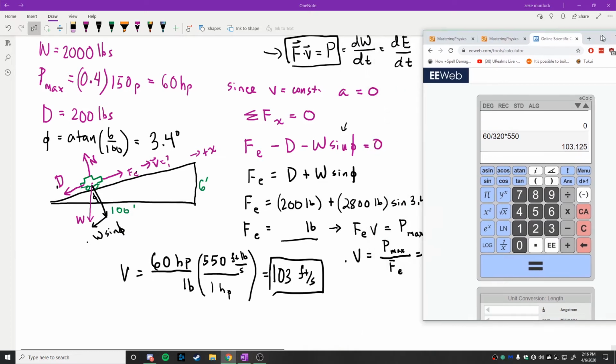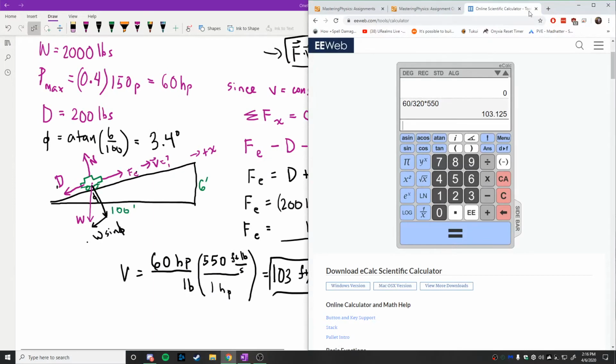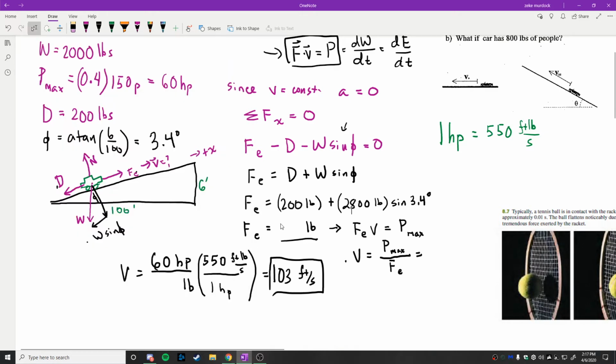All right, so we're going to have... Okay, move it over here, I guess. So we have 200 plus... Okay, so it's 200 plus 2,800 times the sine of 3.4. Okay, so that ends up being 366. So we put 366 right here, and we put 366 right here, and then that'll change our final answer.